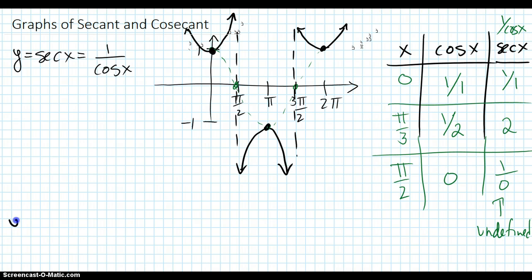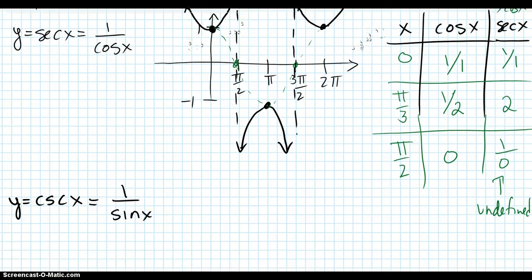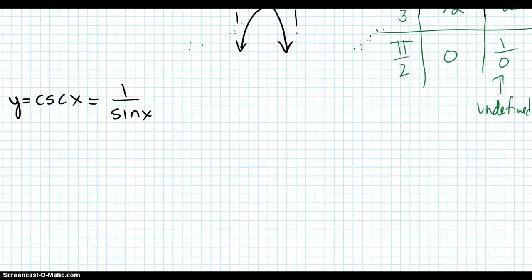Now, what about the graph of cosecant of x? Well, we know cosecant of x is 1 over sine of x. So what I'm going to do is scroll down and graph sine. So let's go ahead and do that.